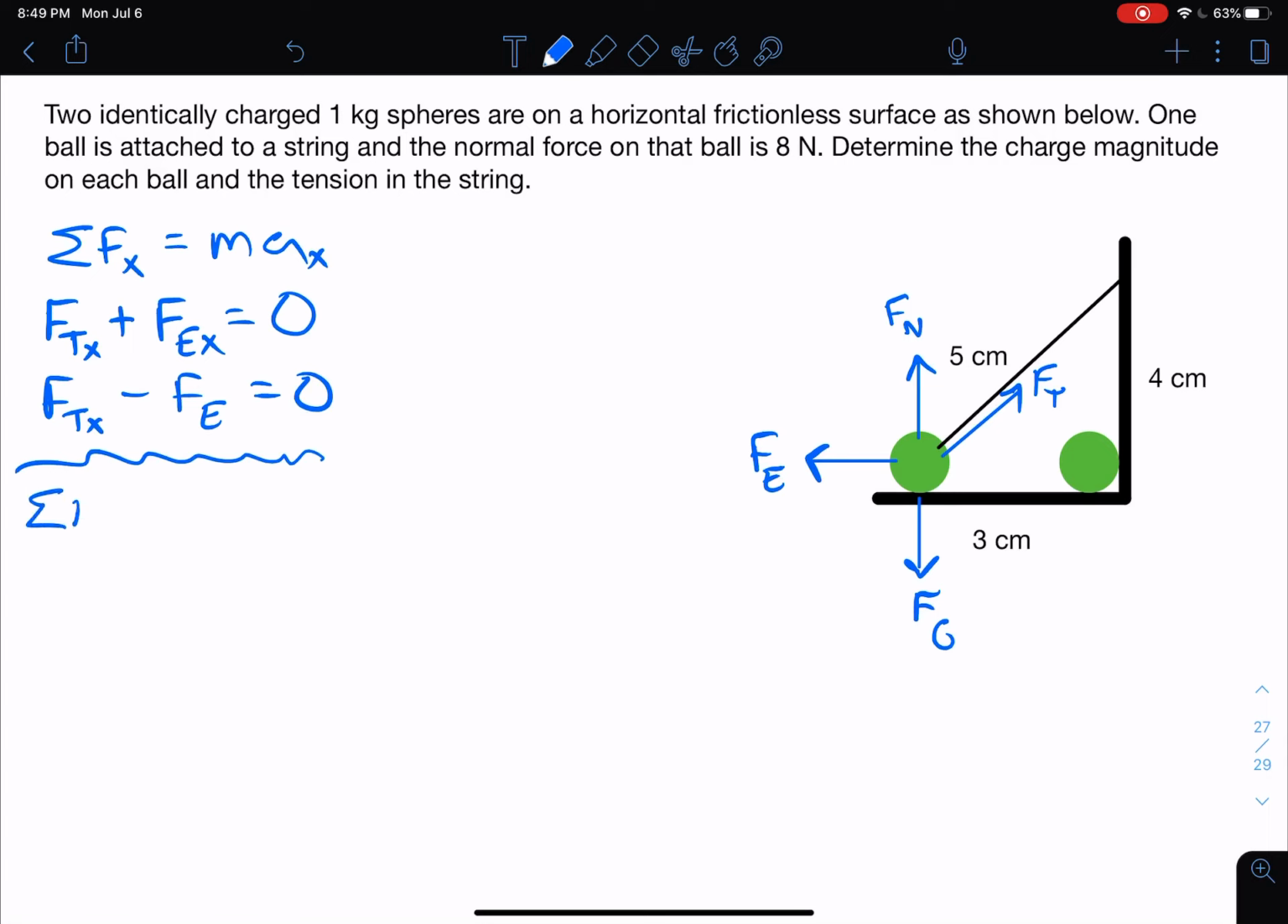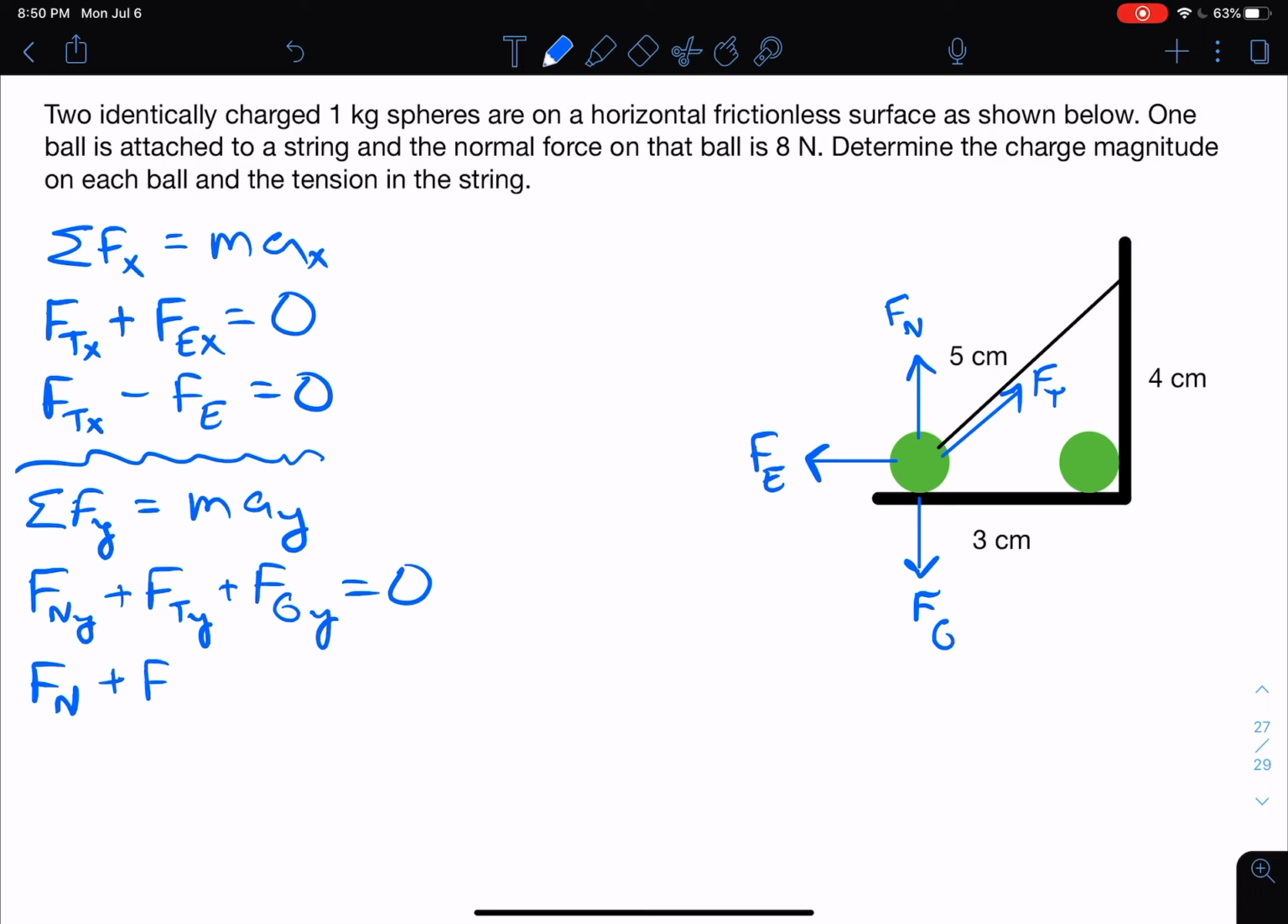Now for the y, so I've got, let's see, the sum of F in y: F_ty plus F_gy all has to equal 0. And let's see, this is going to be just F_n because, again, F_n is an axis vector. I've got another axis vector, and I called up positive. This is plus F_ty. This is going to be minus F_g.